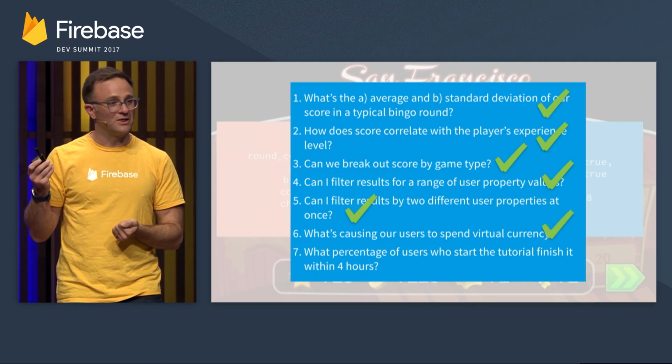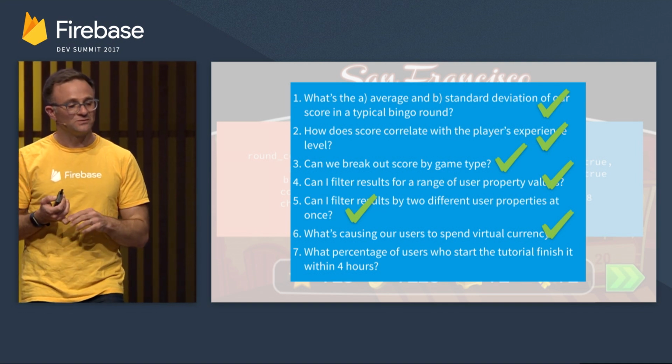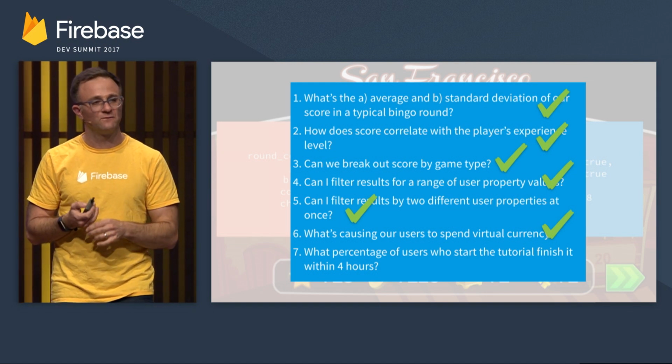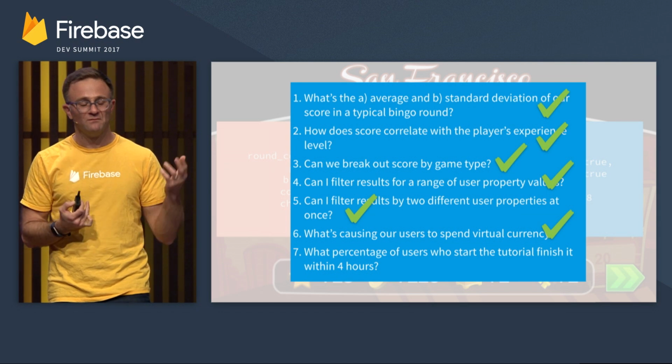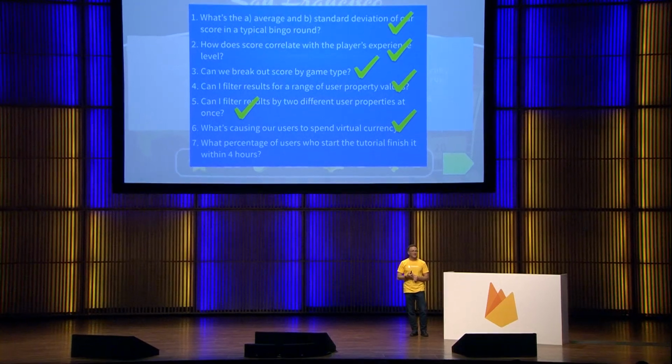Now, I'm running very low on time, so I'm going to quickly breeze through this last one, which is: what percentage of our users who start the tutorial finish it within 4 hours? So this is basically a closed funnel. Right now in the Firebase console, you have an open funnel, but I want a closed funnel of let's see how many users who started the tutorial and then finished it we encounter. And then, just to be extra fancy, let's add a time limit onto that.